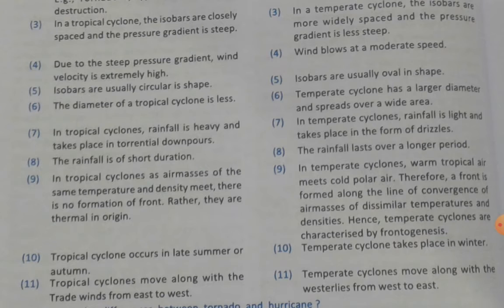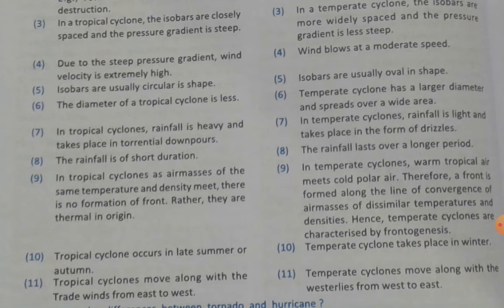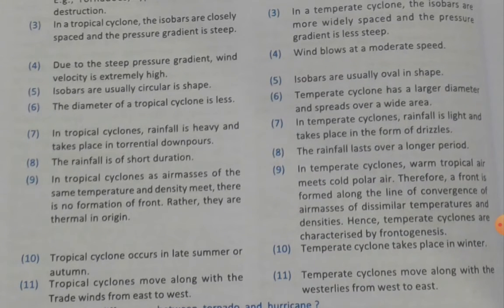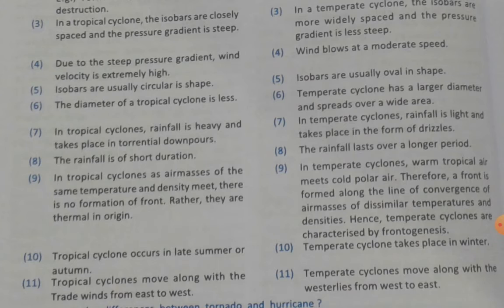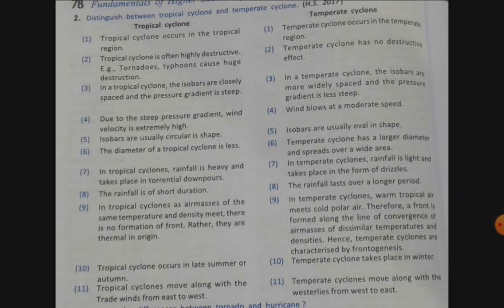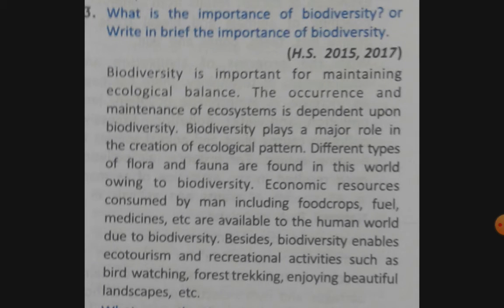Hence, the temperate cyclones are characterized by frontogenesis. Tropical cyclones occur in late summer or autumn. Temperate cyclones take place in winter. Tropical cyclones move along with the trade winds from east to west. Temperate cyclones move along with the westerlies from west to east. Okay, so this is our last question.